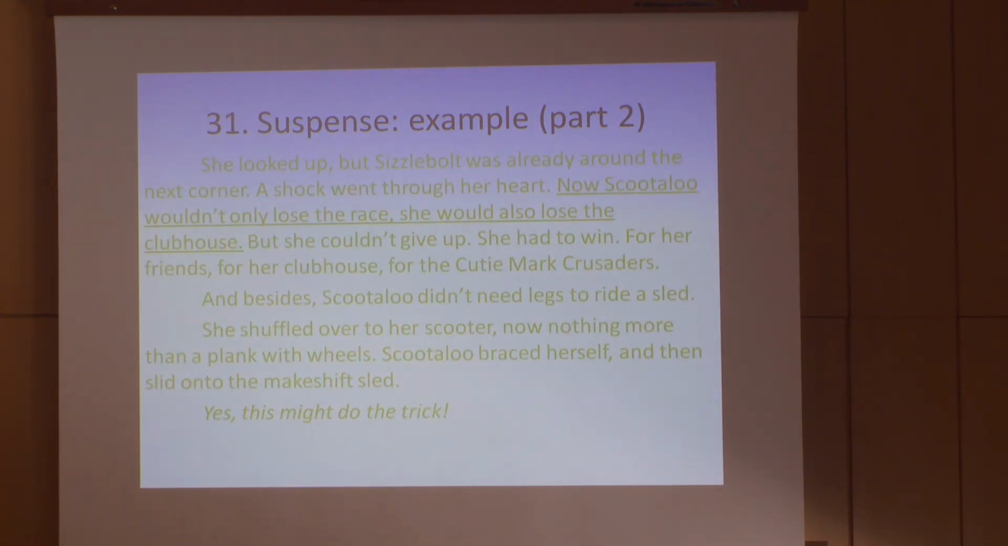"Now Scootaloo wouldn't only lose the race, she would also lose the clubhouse." This is, of course, the stakes. We want to know what she is doing it for. Her life, for a box of butterscotches? Butterscotches are good. No, she's doing it for the clubhouse.